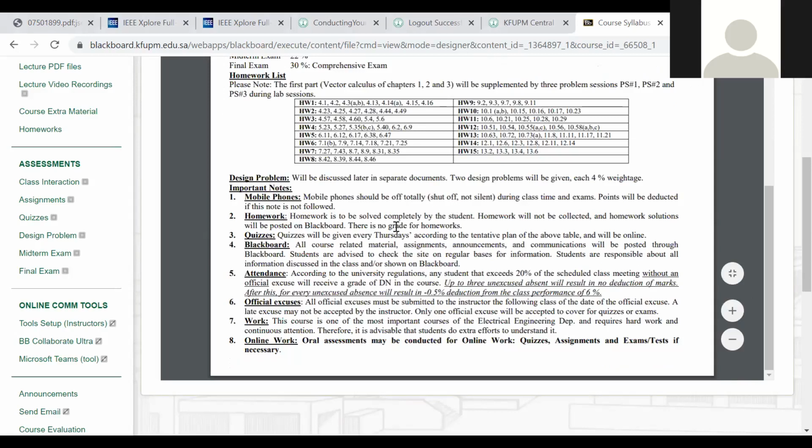So this is regarding the syllabus. Mobile phones, please switch off. Homeworks, quizzes, I have already talked to you about. All the material will be posted on Blackboard. Attendance, this is my policy. Besides that, the university policy is mentioned here, so please take care of that.